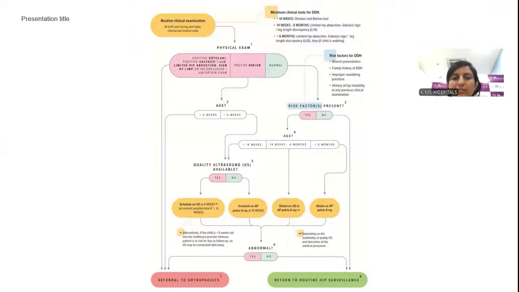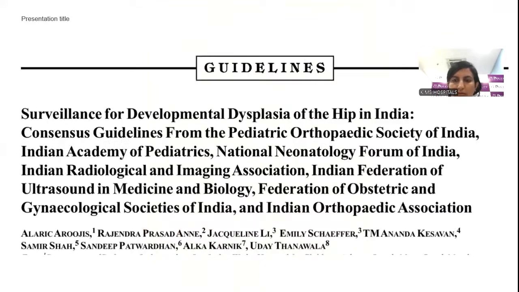So the choice of investigations in less than 14 weeks in the Indian setting is ultrasound first. Between 14 weeks to 6 months, again, ultrasound is preferred. But beyond 4 months, we can go ahead with X-rays. So these guidelines are taken from this.